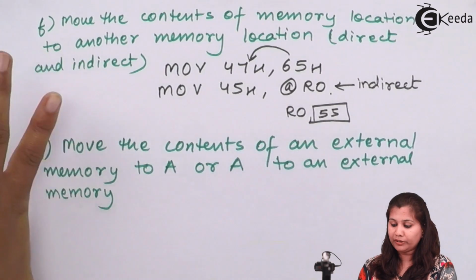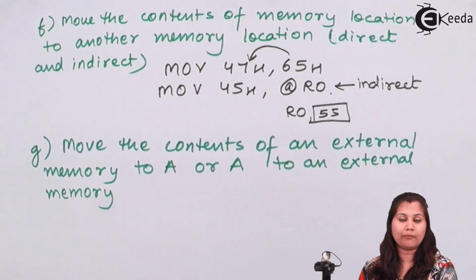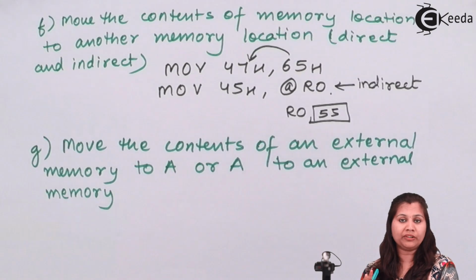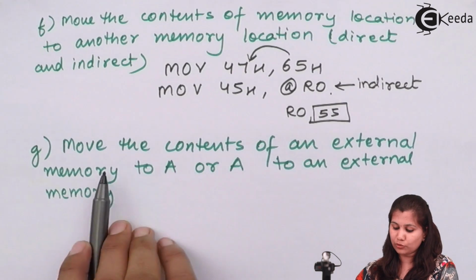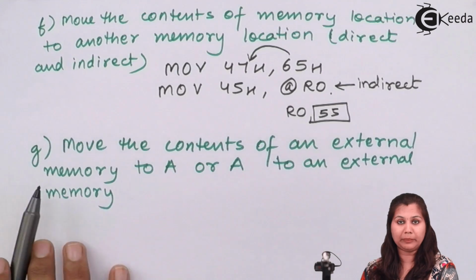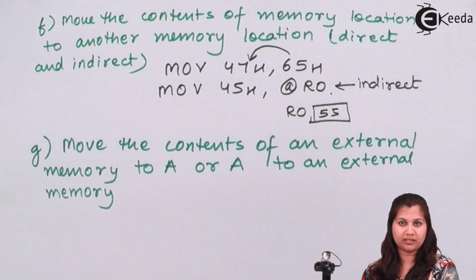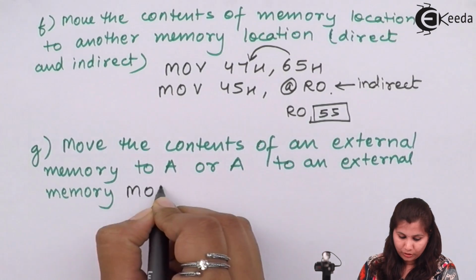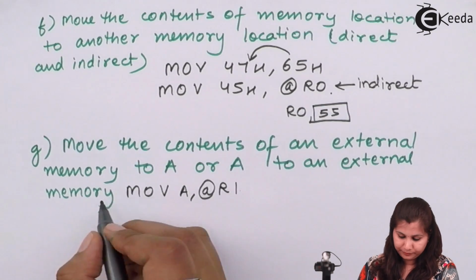Now earlier whatever memory locations we were studying, they were in the internal RAM of the 8051 microcontroller. Now the moving of the contents can take place with the external memory also. So next move instruction is to move the contents of an external memory to the accumulator or the contents of the accumulator to an external memory. Like example we have move A comma at R1.